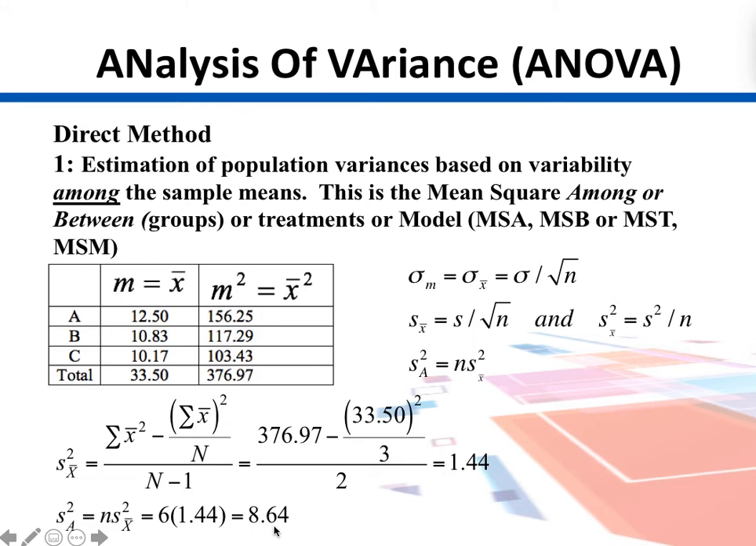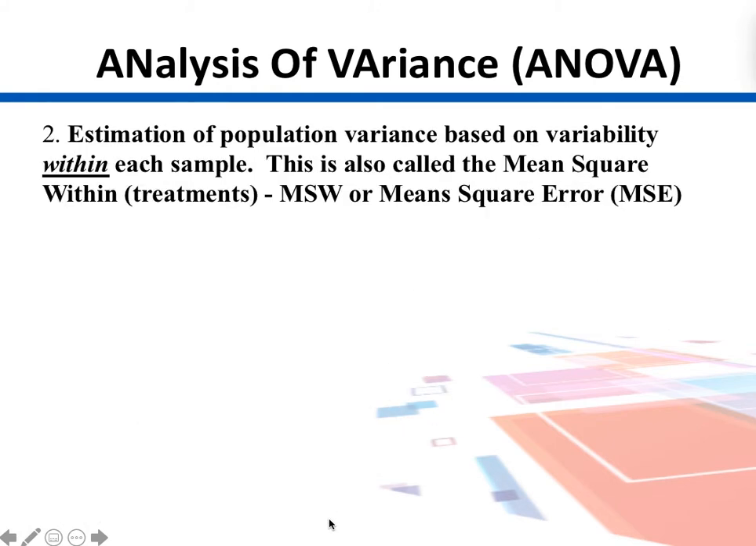So that is our mean square for the treatments, what we call S square among. That is the mean square for the treatment or model, or between or among treatments, or whatever we call it. And now we calculate the other variance. So that is the mean square for the error within treatments, MSW, or mean square error, MSE.